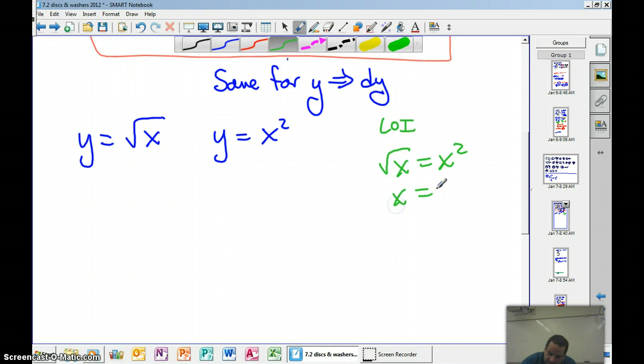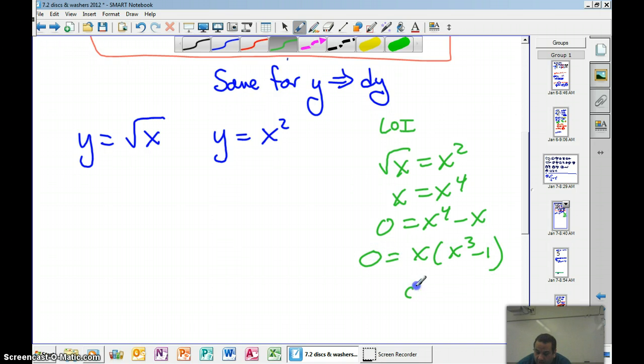So it'll be x equals x to the 4th, 0 is equal to x to the 4th minus x. Factor out an x, and I have x cubed minus 1. So my answers can be 0 and 1. That's my limits of integration. Perfect. So I have pi, 0 to 1.